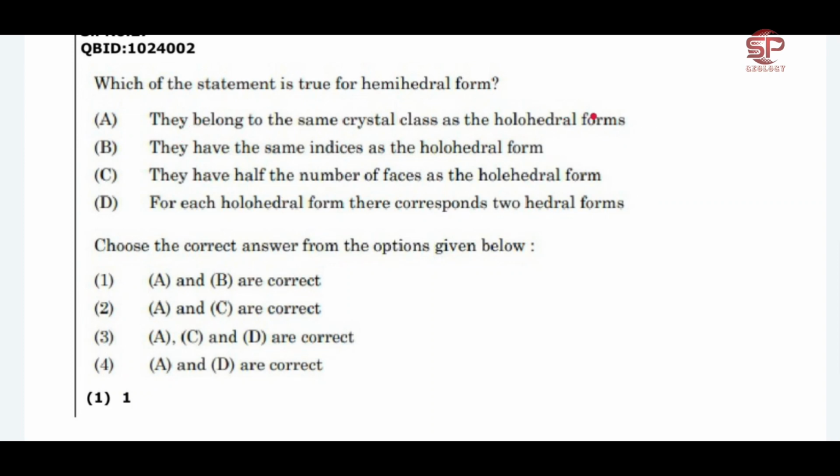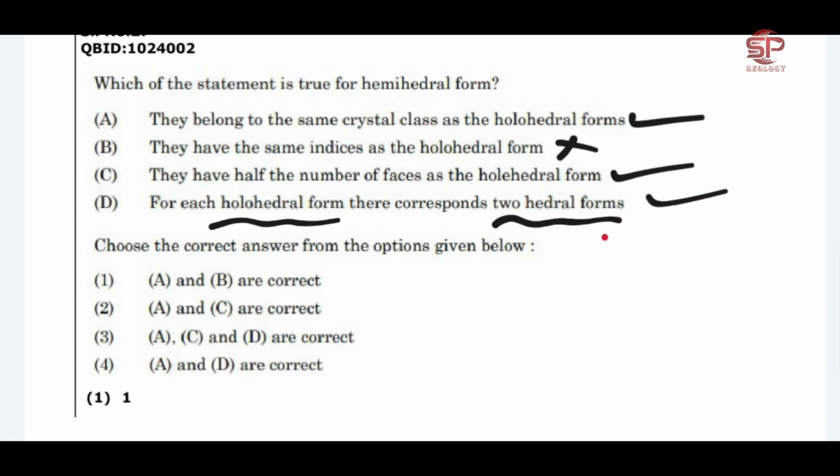They belong to the same crystal system, it is correct. They have the same indices as the holohedral form, it is incorrect. They have half the number of faces of the holohedral form, it is correct. For each holohedral form there correspond two hemihedral forms, it is also correct. Each holohedral form has two hemihedral forms. It will be AC.